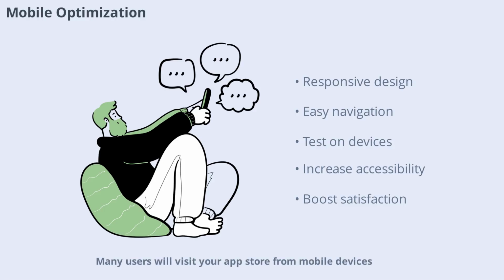Many users will visit your App Store from mobile devices. Make sure your site is mobile-friendly with responsive design and easy navigation. Test your store on different devices to ensure a smooth experience for everyone. Mobile optimization increases accessibility and user satisfaction.